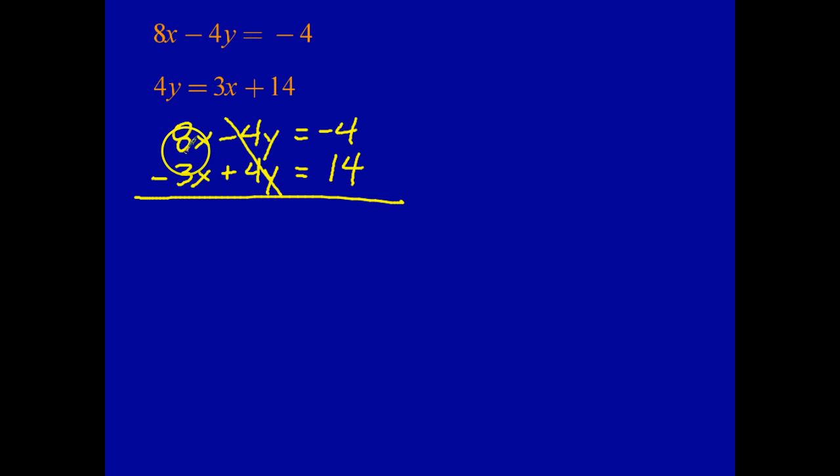So then I'm going to add 8 and negative 3 make 5x. Negative 4 and 14 make 10. I'm going to divide by 5, and I get x is equal to 2.